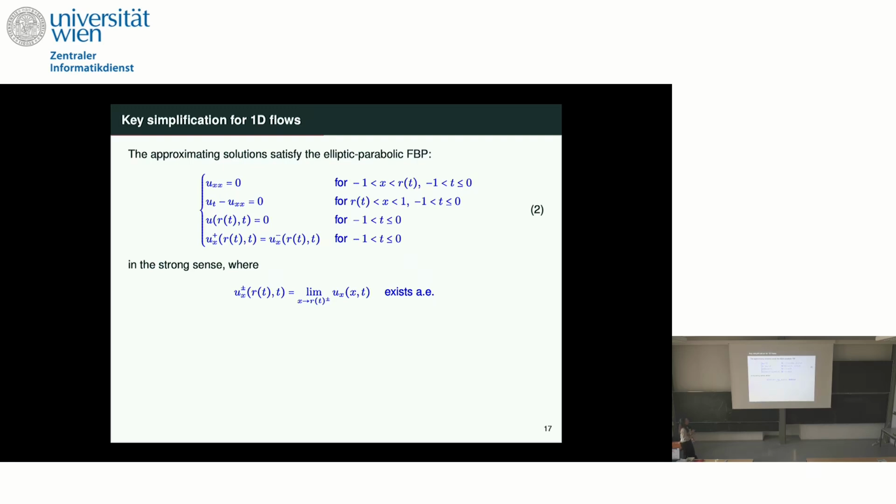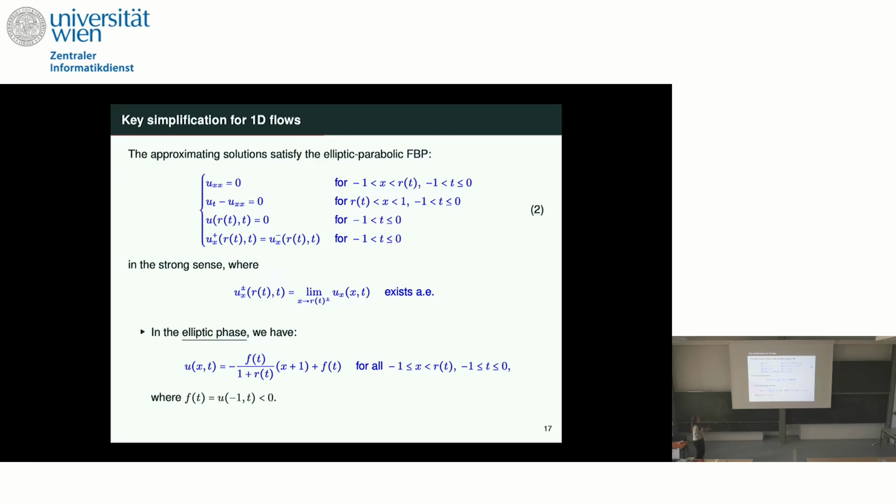Really here, the advantage of working with 1D flows, the key simplification, is that harmonic functions are lines. So if U satisfies this equation here, we have a representation formula for the solution. It's just a linear function in space with these time coefficients. So this is really giving us a lot of information already.